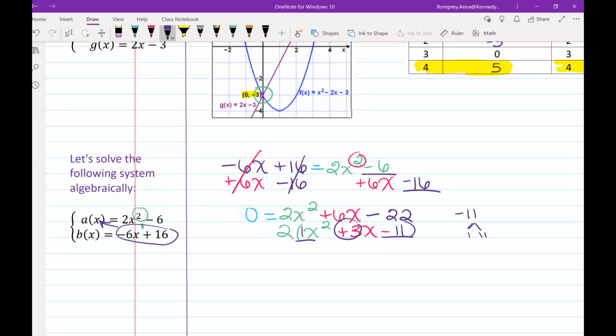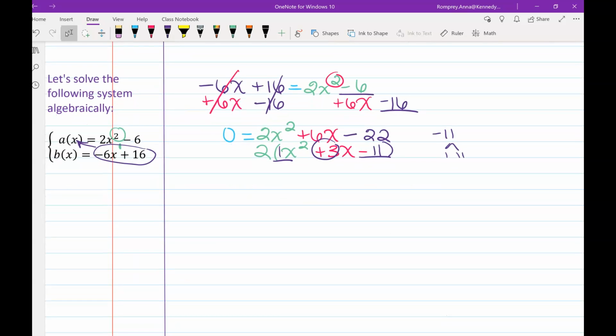Not happening. All right, so B is not going to be nice for completing the square because it's an odd number. So I'm going to end up with some nasty fractions. So I'm going to go ahead and use the quadratic formula.